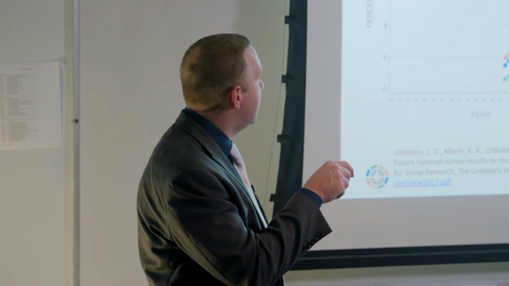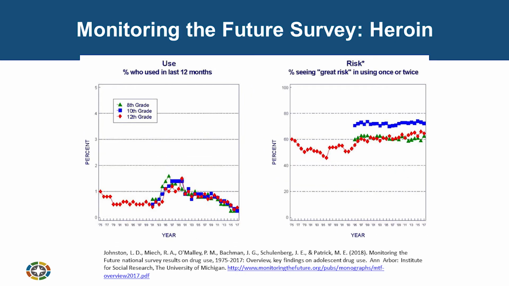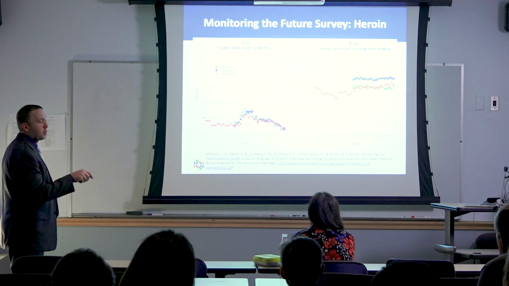OxyContin, or long-acting oxycodone use. Again, this question was added in 2001, and we see somewhere around 4% of children have reported using OxyContin for a reason other than prescribed within the past year. And Vicodin use, again, has dropped pretty significantly, from 9-ish, 10% down in 12th graders to about 2%. And then people saying they're using heroin, we see lower percentages.